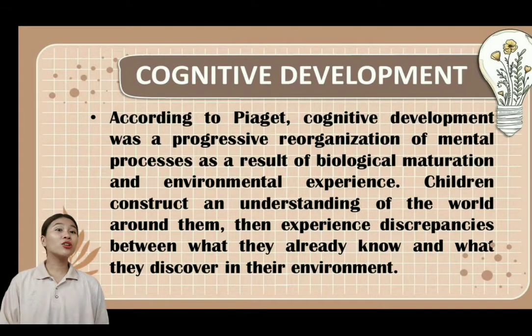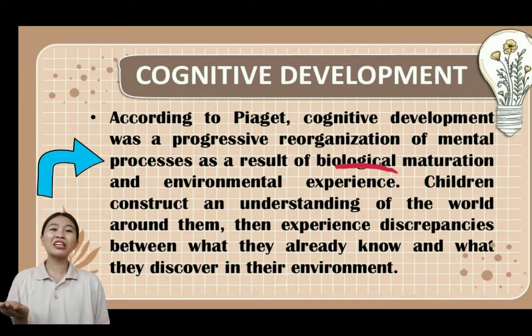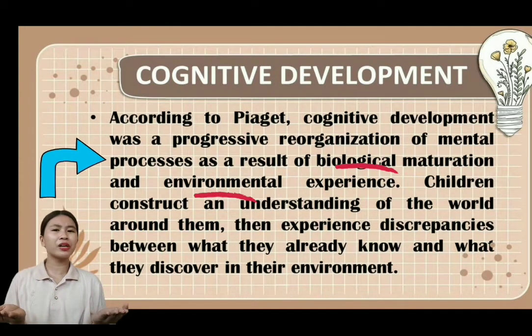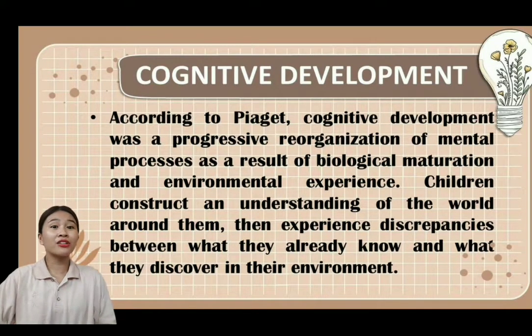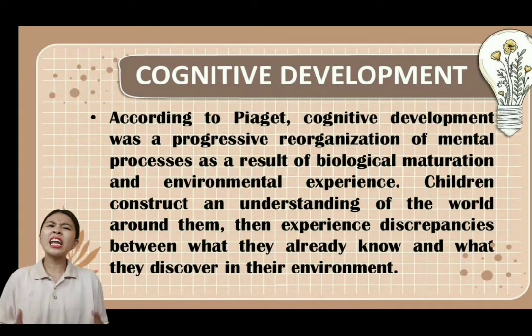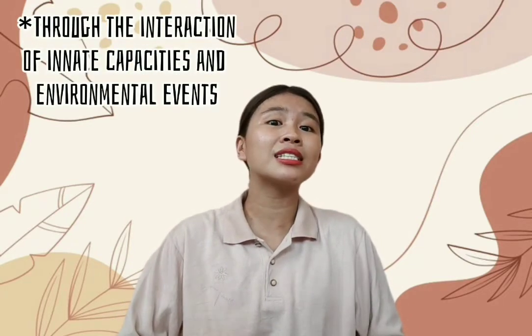According to Piaget, cognitive development was a progressive reorganization of mental processes as a result of biological maturation and environmental experience. Children construct an understanding of the world around them, then experience discrepancies between what they already know and what they discover in their environment. Cognitive development occurs through the interaction of innate capacities and environmental events, and children pass through a series of stages which will be discussed further by my group mates.